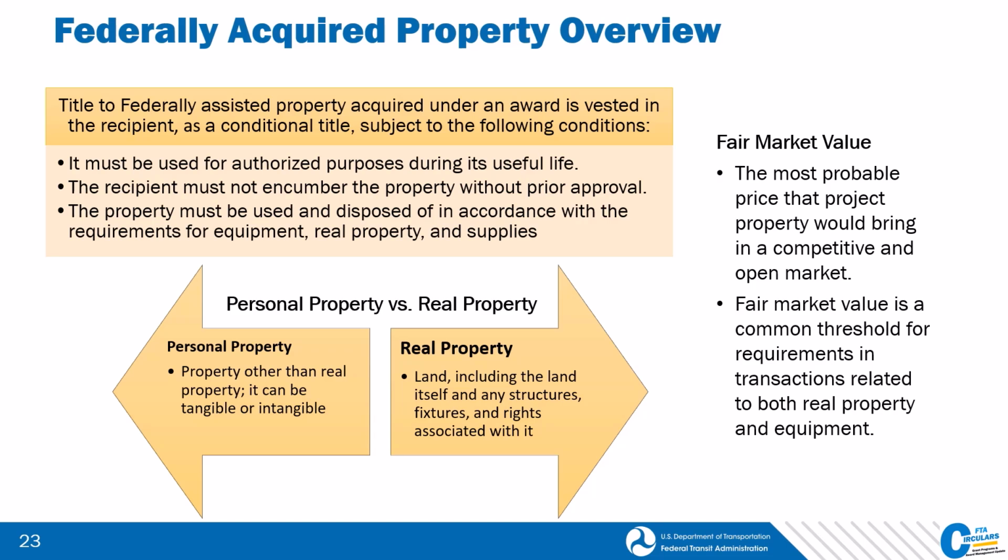There are two types of property, real and personal. Real property is land, and personal property is anything other than real property. FMV, or fair market value. Fair market value is the most probable price that the project property would bring in a competitive and open market.